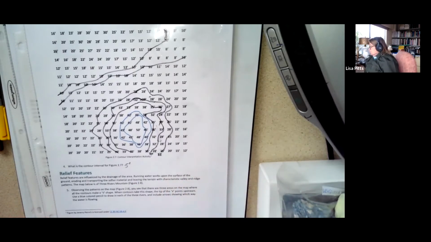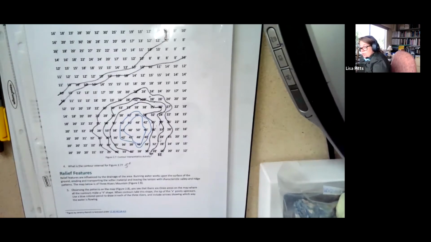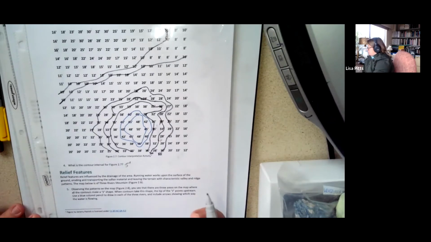All right. The next thing we're going to talk about is relief. Relief is like another name for slope. It's the difference between the high and the low. On our next one, we're going to look at drainage, because a lot of times it has to do with drainage features. Running water follows the path of least resistance.